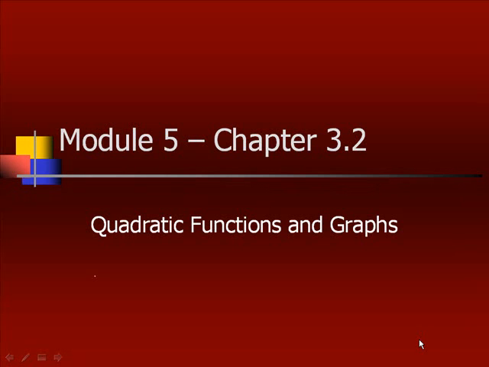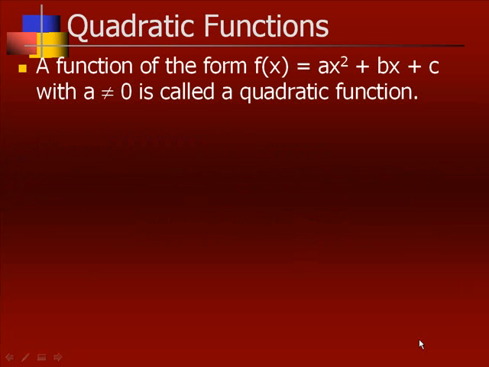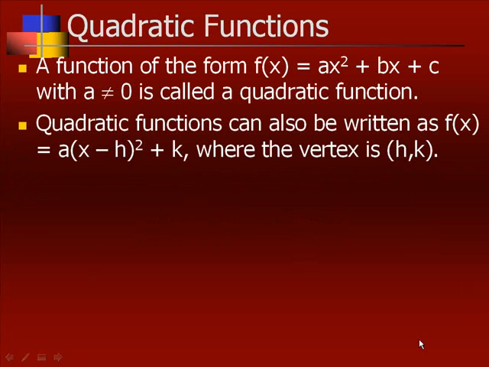Module 5, Chapter 3.2, Quadratic Functions and Graphs. A function of the form f of x equals ax squared plus bx plus c with a not equal to 0 is called a quadratic function. Quadratic functions can also be written as f of x equals a times x minus h squared plus k, where the vertex is (h, k).